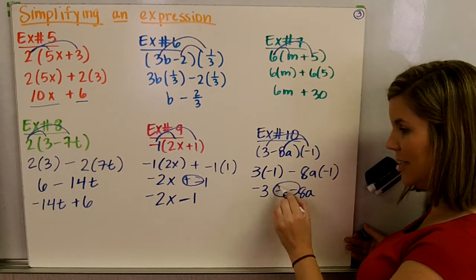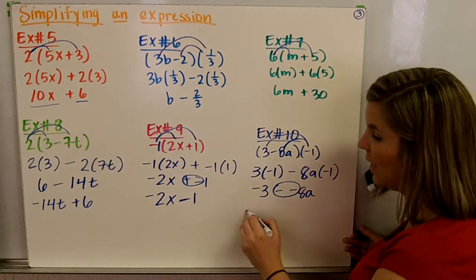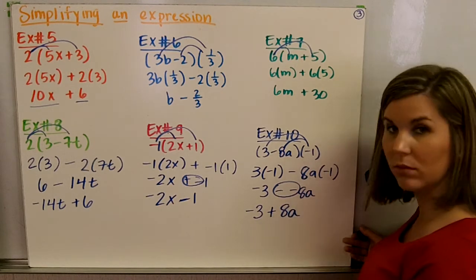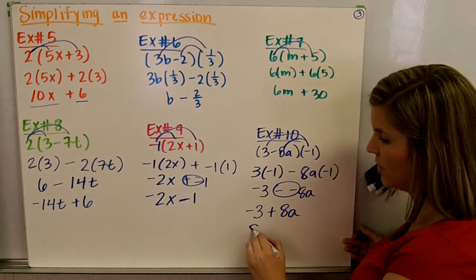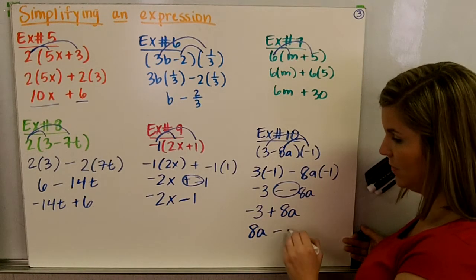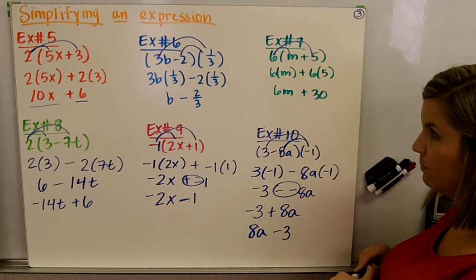Again, I have 2 signs next to each other. Minus a negative means plus. So negative 3 plus 8a. And again, I could rewrite this where the variable term comes first. So 8a is positive, minus 3, because it was a negative 3.